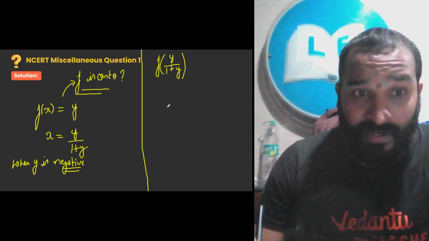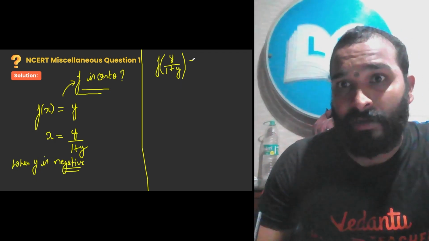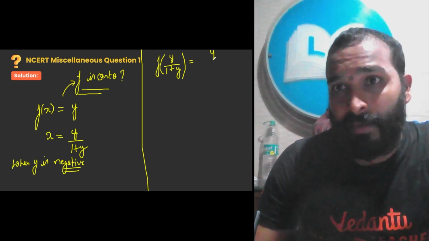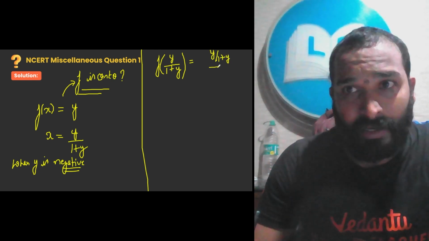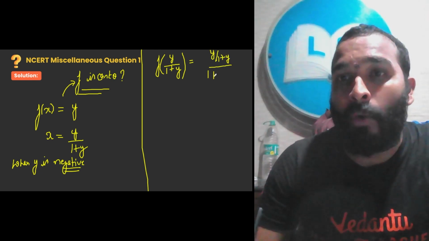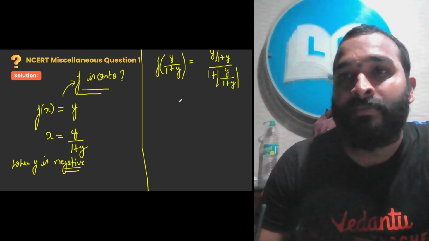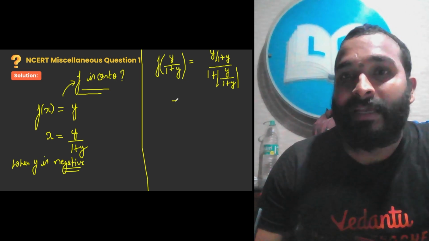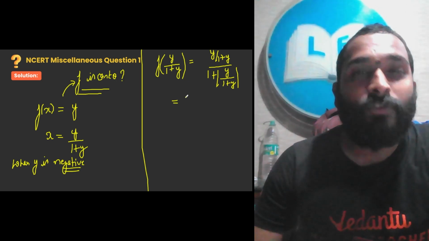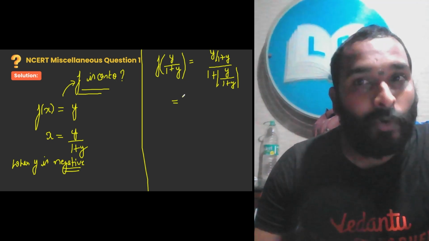Now, after writing this, observe this, children. What happens here? It becomes y by 1 plus y in the numerator divided by 1 plus modulus of y by 1 plus y. Yes. Now simplify, children. When y is negative, what happens? Your 1 plus y is not affected because you can see the condition under the codomain.